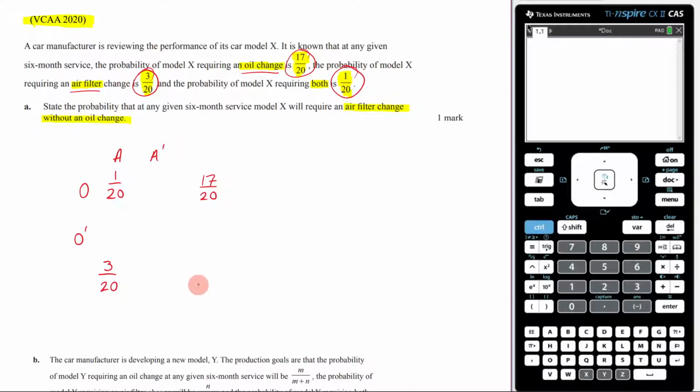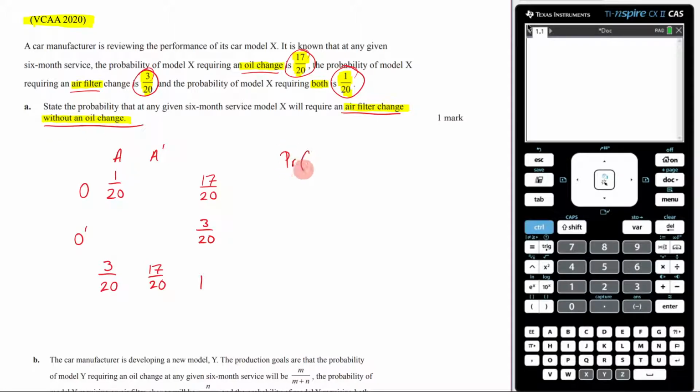Now, obviously, we know that this here has to add up to 1. So this blank one here would be 3 on 20. This one here would be 17 on 20. Now, what are we trying to find? We're trying to find the probability that it will require an air filter change without an oil change.